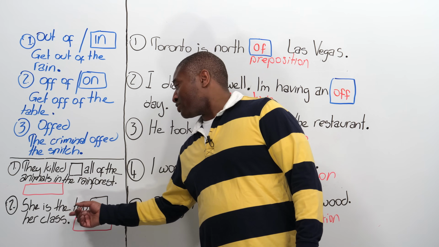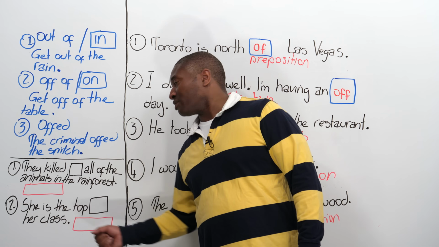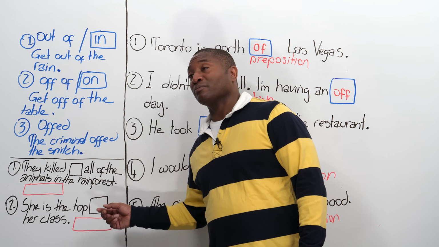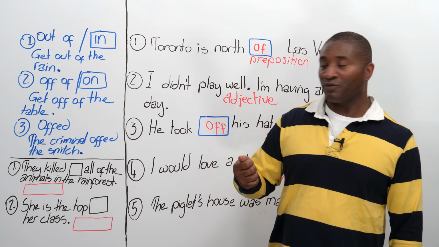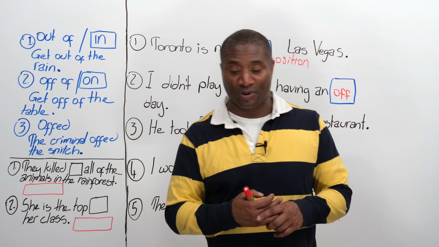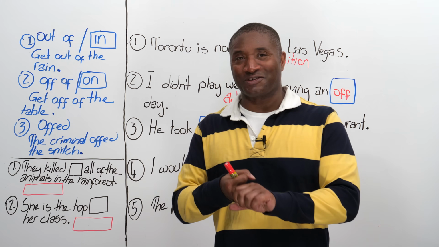Next, she is the top something her class. Once again, you're going to put in the proper preposition if it's off or of. And then you're going to put down if this is an adverb, preposition, or adjective.